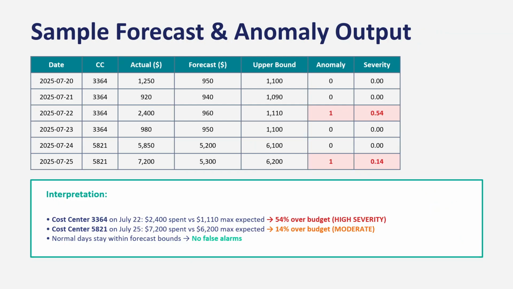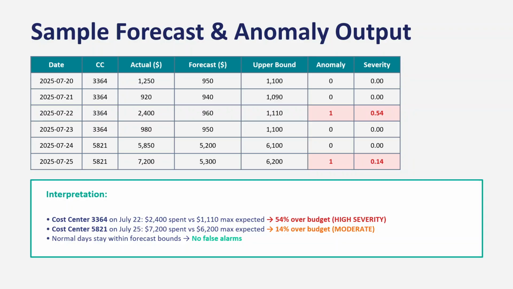Now let me show you a real sample output to make this concrete. Look at cost center 3364 on July 22nd. Actual spend was 2400 against the maximum expected of 1110. That's 54% over budget, which is flagged as a severe anomaly.